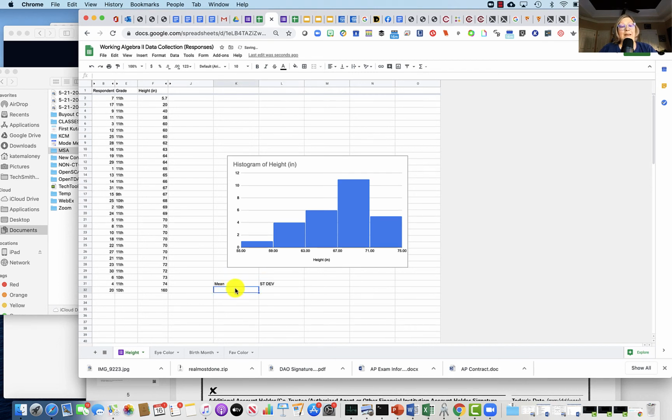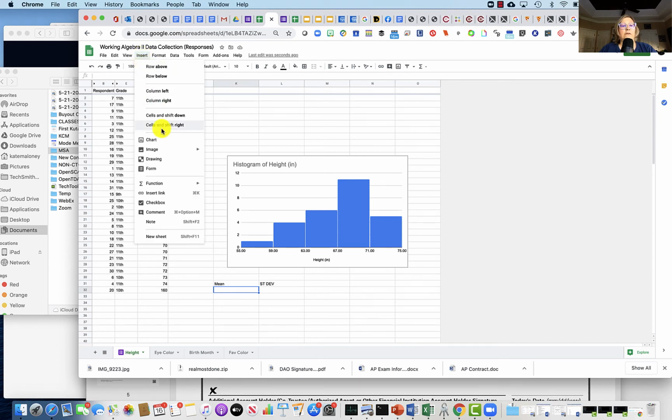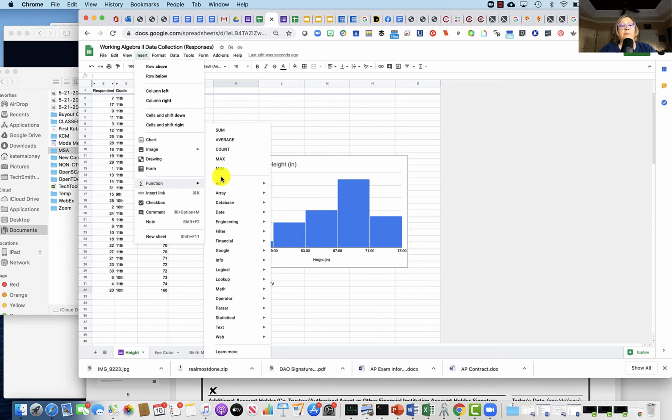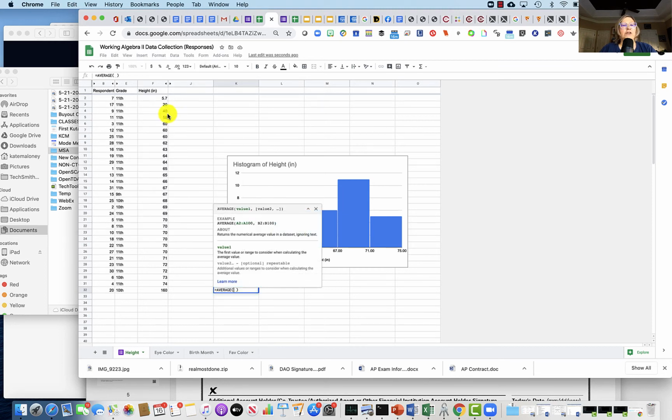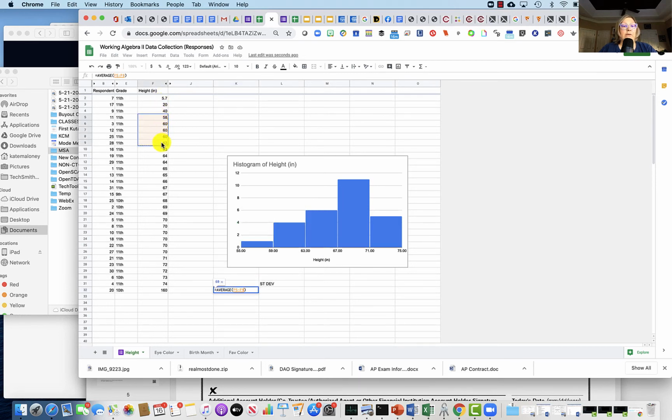So if I want the mean, I'm going to say I want to insert, this time not a chart, but a function. And mean and average are the same, so let's insert an average. I'm going to skip my outliers again and just grab the ones I think are good data. All right, and so that tells us that the average or mean of height collected is 67 inches. So that's 5'7". That feels about right.